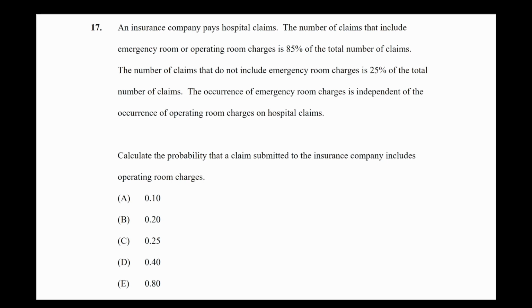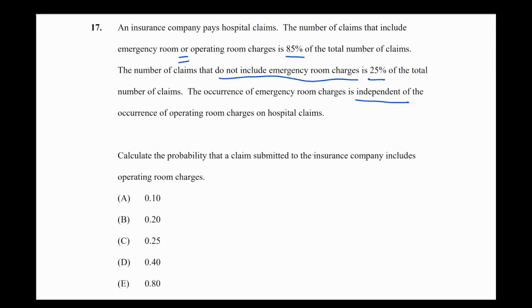An insurance company pays hospital claims. The number of claims that include emergency room or operating room charges is 85% of the total number of claims. The number of claims that do not include emergency room charges is 25% of the total number of claims. The occurrence of emergency room charges is independent of the occurrence of operating charges on hospital claims. Calculate the probability that a claim submitted to the insurance company includes operating room charges.